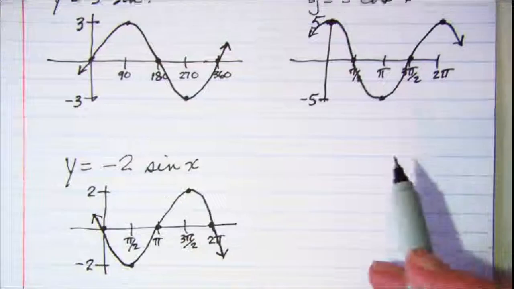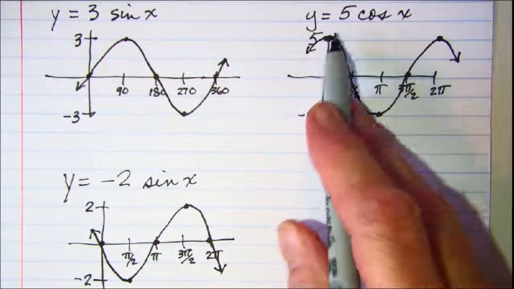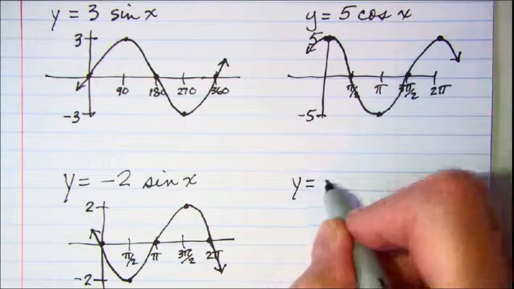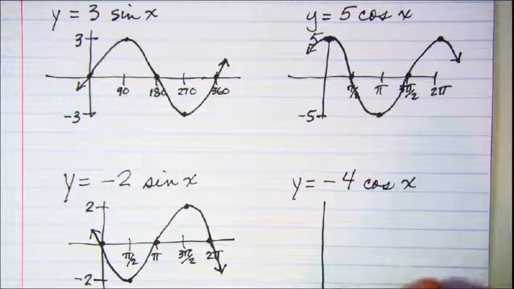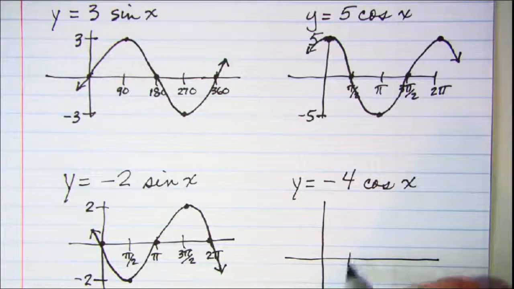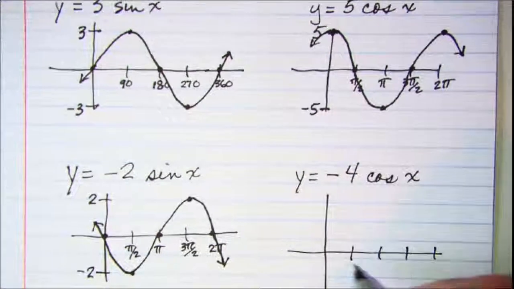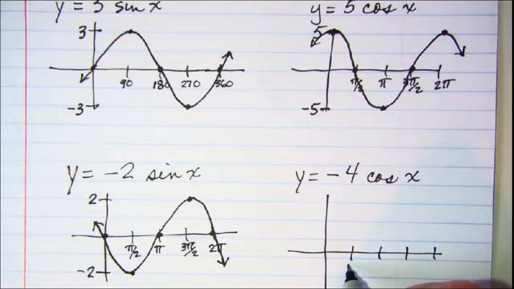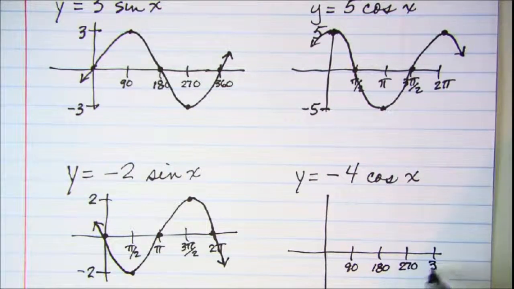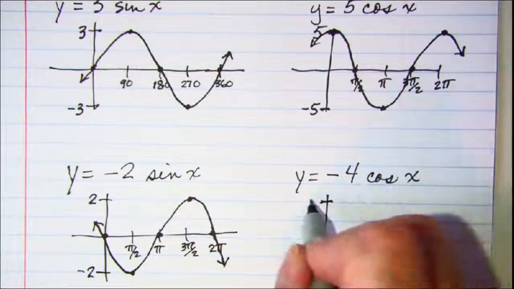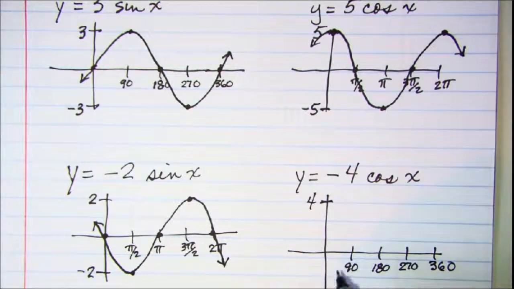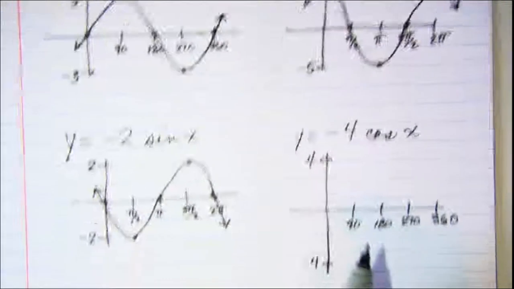And then let's do a cosine curve. The previous one was a positive a value. Let's do y equals -4 cosine x. We can label this as 90, 180, 270, 360. And let me put my maximum here at 4, and then my minimum at -4. These are about the same distance apart.